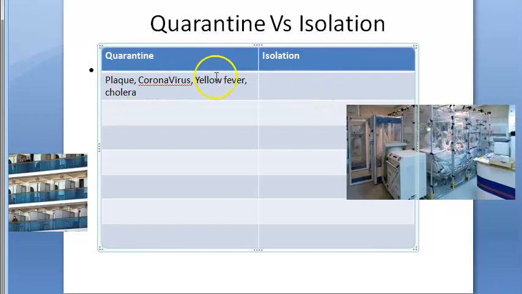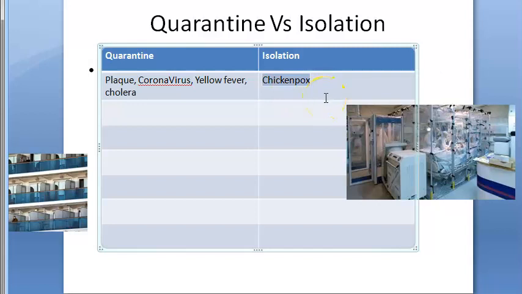Isolation again refers to the same diseases. You can say plague, cholera, chicken pox. Chicken pox, don't forget, guys. So write all these names also here. Okay, same names you write here. And just remember chicken pox, salmonellosis. So all this you have to isolate.